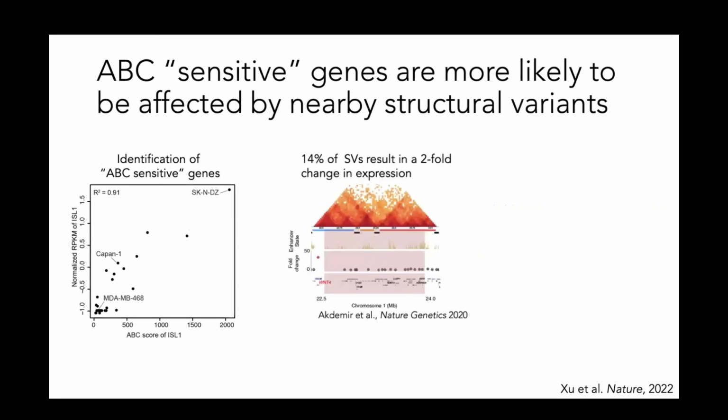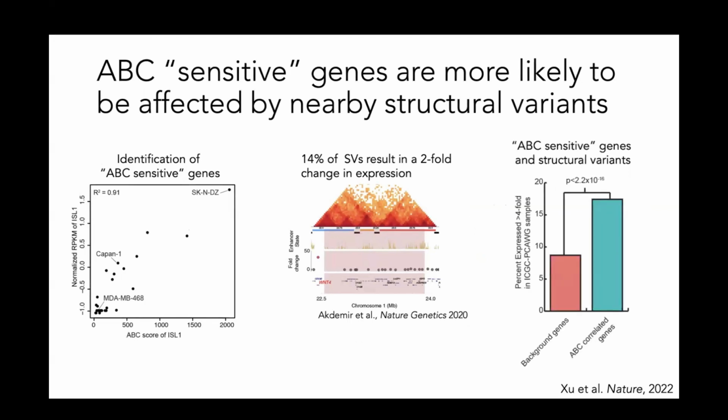So we went back to this original data set from PCAWG, where we have, again, whole genome sequencing from 2,500 patient samples. And we repeat this analysis of saying, if you're a gene that's in a domain in a patient sample that has a structural variant, how often do you see changes in expression?